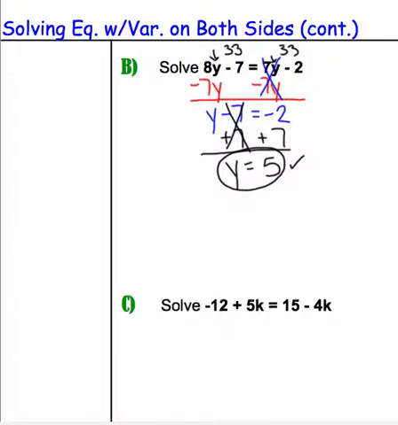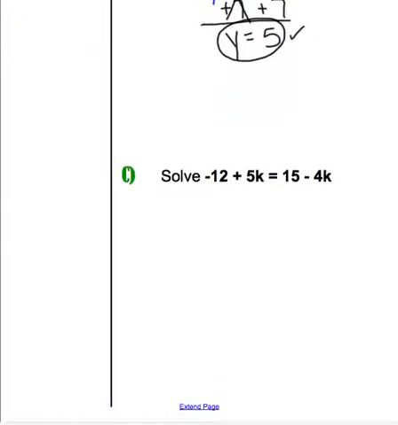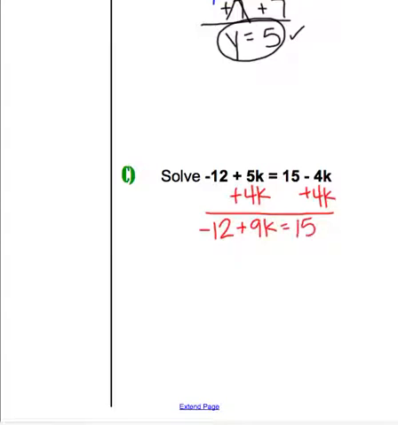Then if we look at this next example, solve negative 12 plus 5k equals 15 minus 4k. So I'm going to choose to add 4k to both sides because that is surely going to get me a positive variable term, giving me negative 12 plus 9k equal to 15. Now if I were building this equation, I would multiply by 9 and then add a negative 12 or subtract 12. So when I undo, I'm going to end up adding positive 12 and dividing by 9.